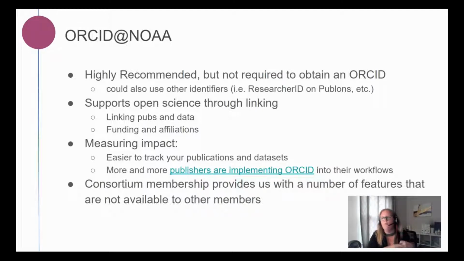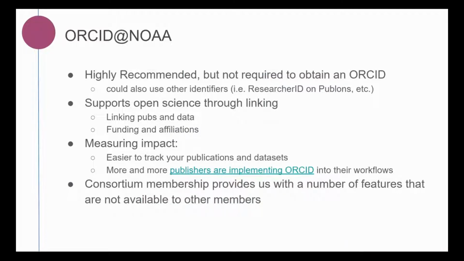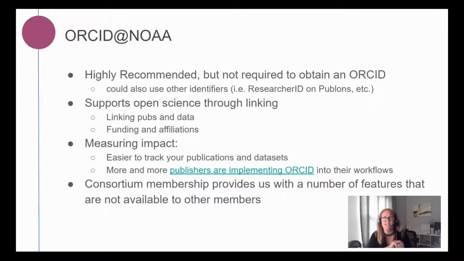Identifiers like ORCID can help you with measuring impact. It makes it a lot easier to track your publications and your data sets and how those are being cited. And more publishers are starting to implement ORCID, specifically ORCID, into their workflows. So on this slide, I've linked a statement from a number of publishers. I think it's up to almost 50 different publishers that have integrated ORCIDs into their workflows and are or will be displaying ORCID profile icons that link out to individual researchers' ORCID profiles from the publication landing page.